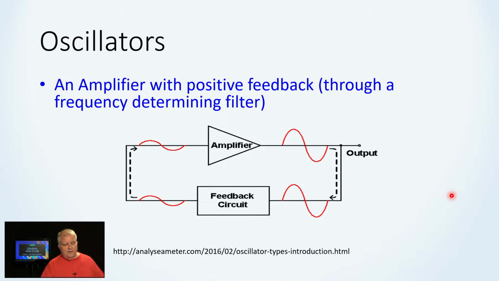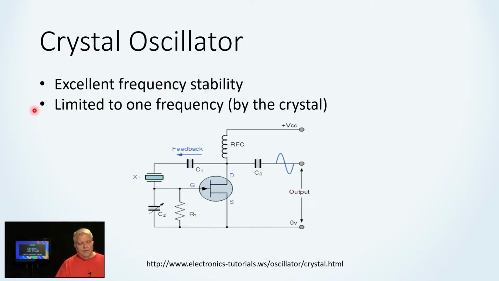Oscillators, I talked about that earlier. It's an amplifier with a feedback circuit that filters on one frequency. And so an amplifier with positive feedback through a frequency-determining filter, that's known as an oscillator. And one of the best oscillators, the most stable, are those that employ crystals in the filter section. A crystal oscillator has excellent frequency stability. It's very hard to pull it off frequency, but it's limited to that one frequency that the crystal is designed for. They actually sand the crystal surface down and make it a certain mechanical distance, and that sets the vibration and sets the frequency that the crystal will resonate at.